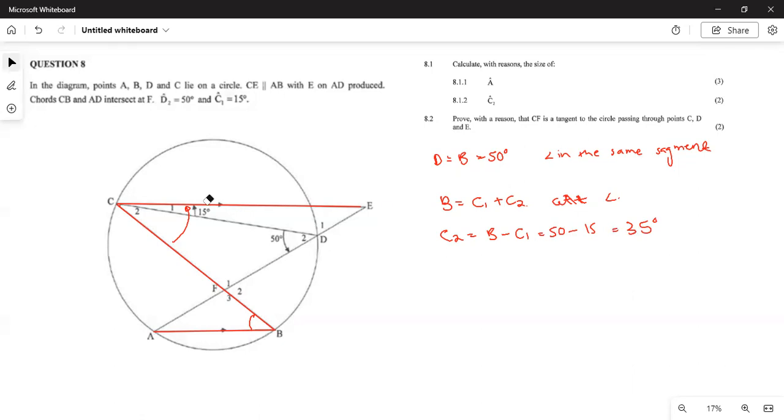Now, if we go back to C2 with A, we will see that these are angles in the same segment. So they must be equal to each other. And that's another way we can solve for 8.1.1.